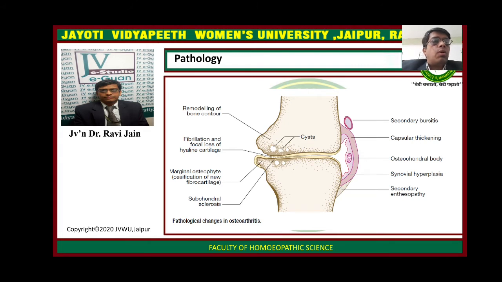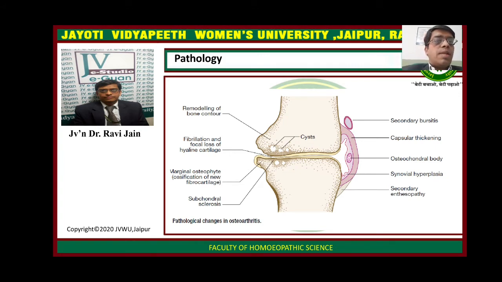Now, what is the pathology involved in development of osteoarthritis? Through this slide, we are going to understand the pathology of osteoarthritis. You can see the normal knee joint in this particular picture. The pathology that is involved includes remodeling of the bone contour. There will be fibrillation and focal loss of hyaline cartilage. There will be marginal osteophyte, or the ossification of the new fibrocartilage.